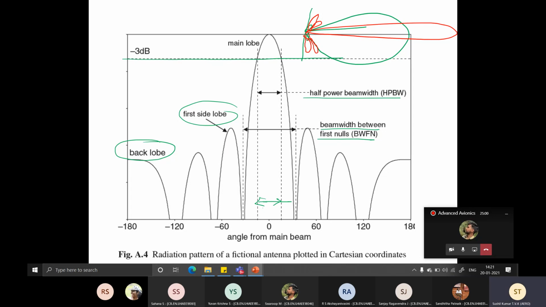Any doubts on this radiation pattern? Sir, the back lobe starts at 130 degrees or something. Ah, it's a lobe, no? So it's not exactly at 180. It starts much earlier. Like the fringes of a building when you see the light, it's not exactly at the edge, it's slightly away. You start getting it.